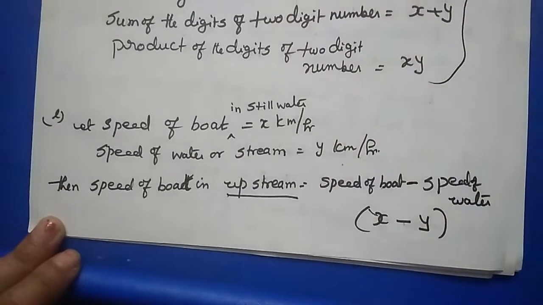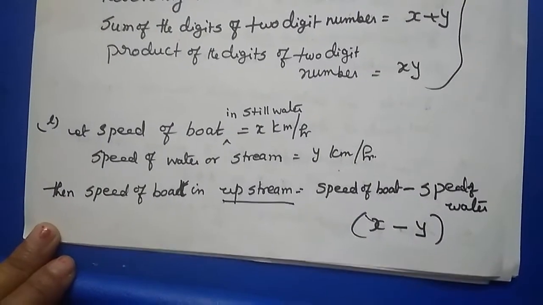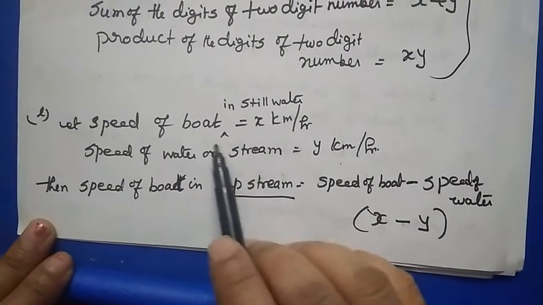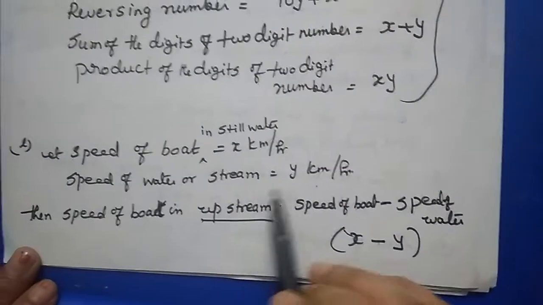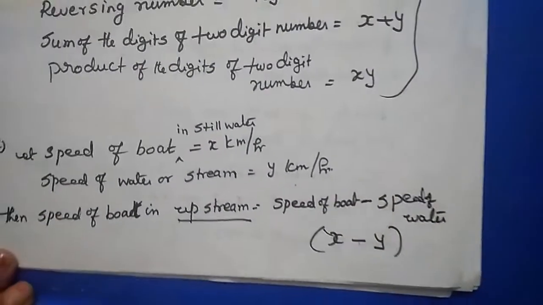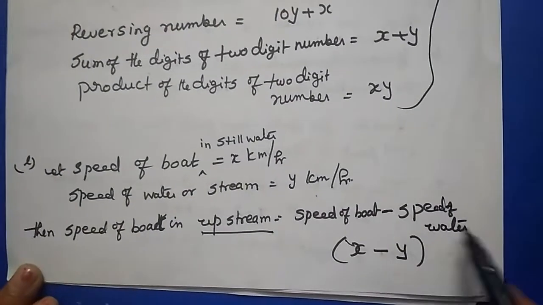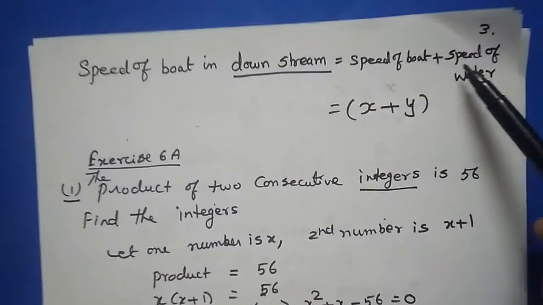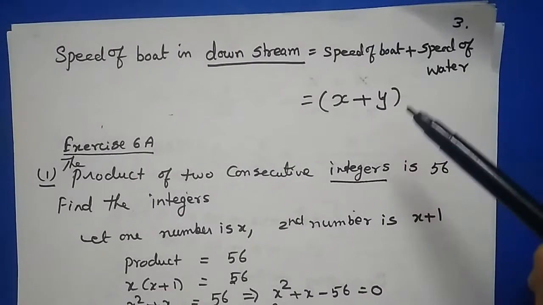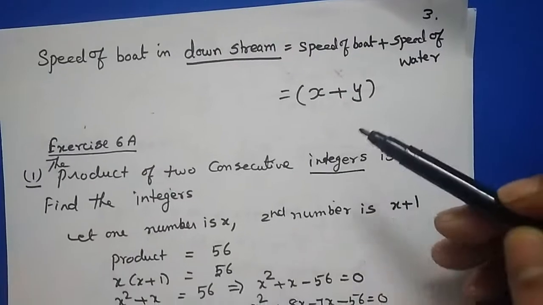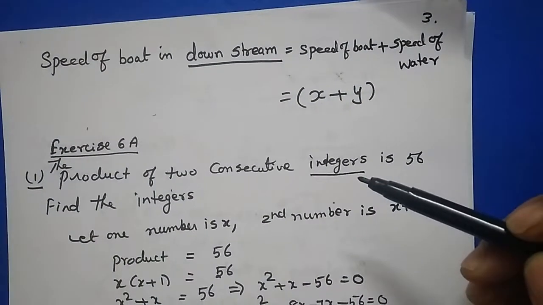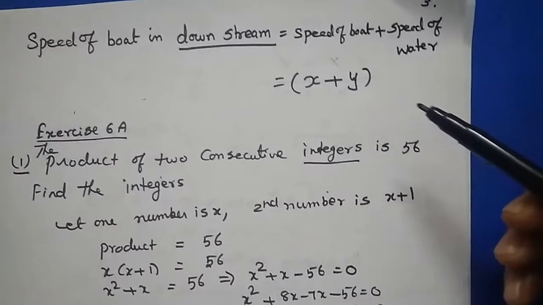Next, come to the boat question. The boat will travel upstream or downstream. How to do the question? The speed of the boat in still water you have to take as x kilometer per hour, and the speed of the water or stream as y kilometer per hour. While going upstream, the speed of boat minus the speed of water, so x minus y. Speed of boat in the downstream is speed of boat plus speed of water, x plus y. So the speed of the boat will increase in the downstream, so you are adding the speed of water. And in the upstream, automatically the speed will decrease, so you are subtracting the speed of the water.